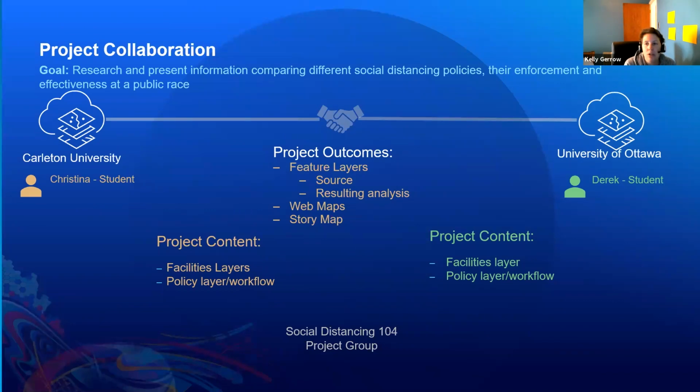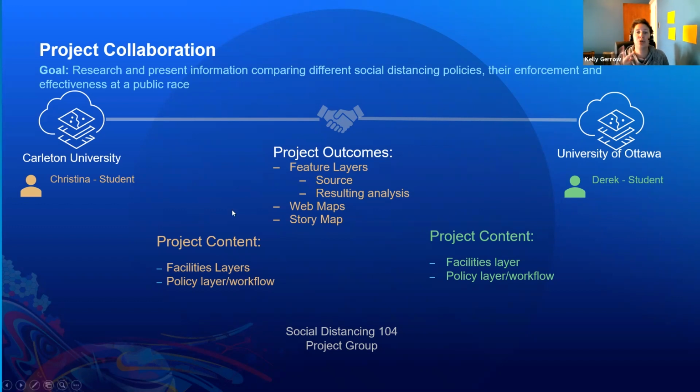Okay. So the first one that we're going to take a look at is project collaboration. And the goal of this collaboration is really going to be to research and present information comparing different social distancing policies, their enforcement and effectiveness at a public race. So in this scenario, we're going to use my schools that I had when I was in university, being Carleton University and the University of Ottawa.